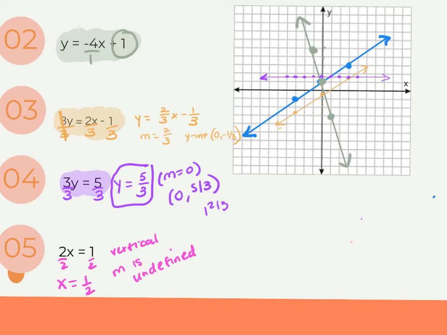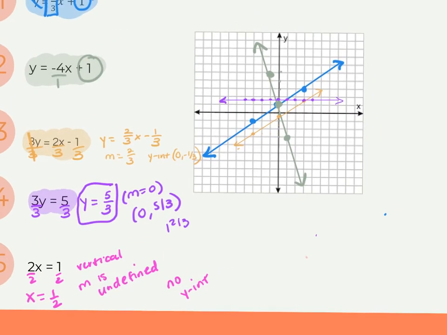Wait, why is it undefined? Because it's a vertical line. So the first one is automatically. Yep. And there's no y-intercept here. So I would go to where x equals 1/2, which is here, and I draw a vertical line straight through it. If you forget that it's vertical, remember all the values of x would have to be 1/2, and if I just went up and down marking 1/2, 1/2, 1/2, then it would give me that vertical line.